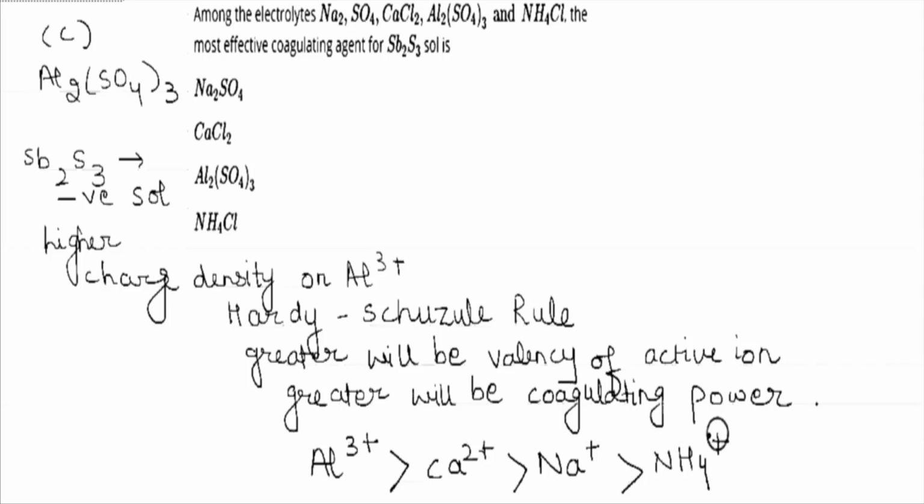So according to this rule and according to the coagulating power, Al3+, that is Al2(SO4)3, will be the best coagulating agent. So option C will be correct.